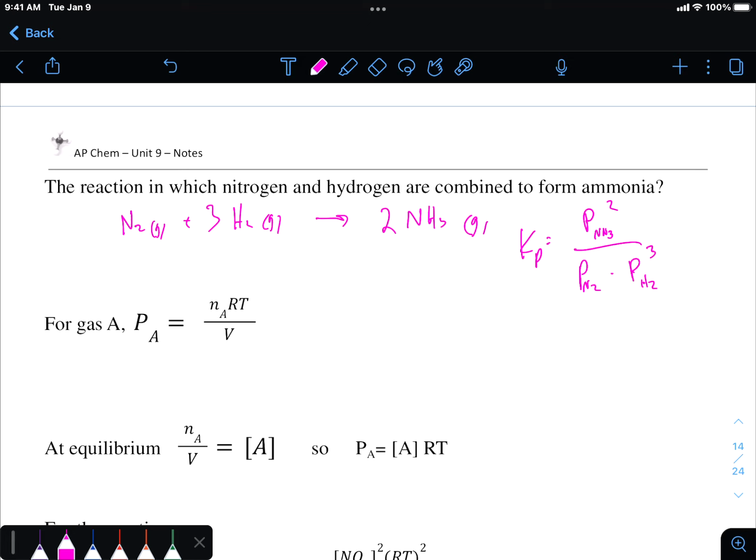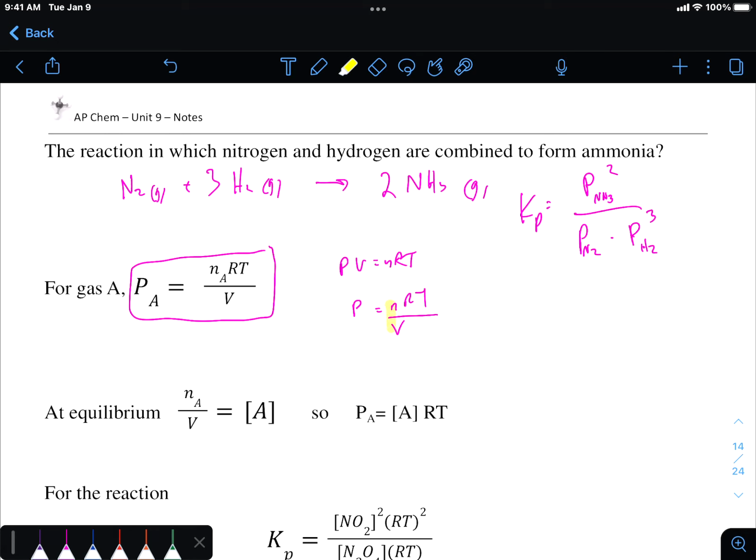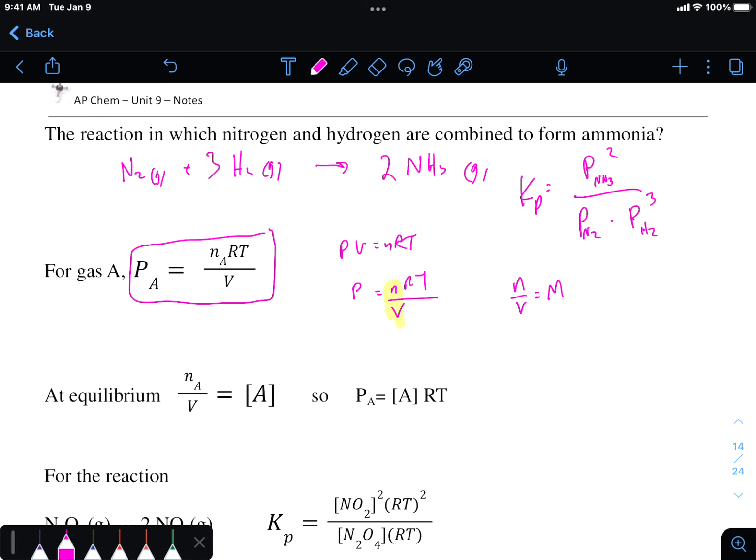So let's say we have some gas called A, right? If some gas is called A, then pressure of A can be found using this equation, which should look familiar. You follow? It's ideal gas law. PV equals nRT. Rearrange to solve for P. P is equal to n times R times T over V. Oh, n over V, you mean molarity? So P is equal to the molarity times RT. Okay, for gases, specifically for gases.